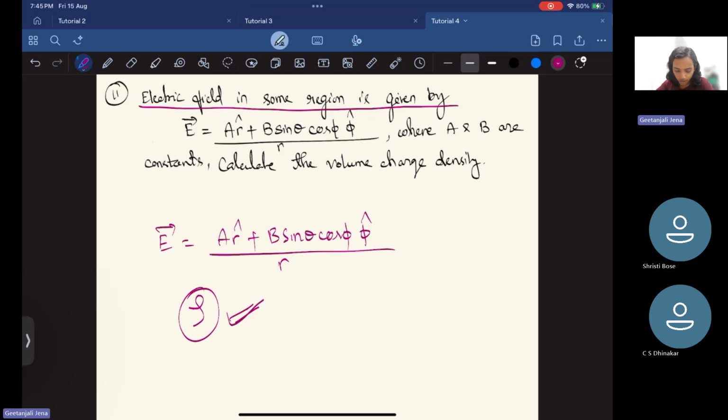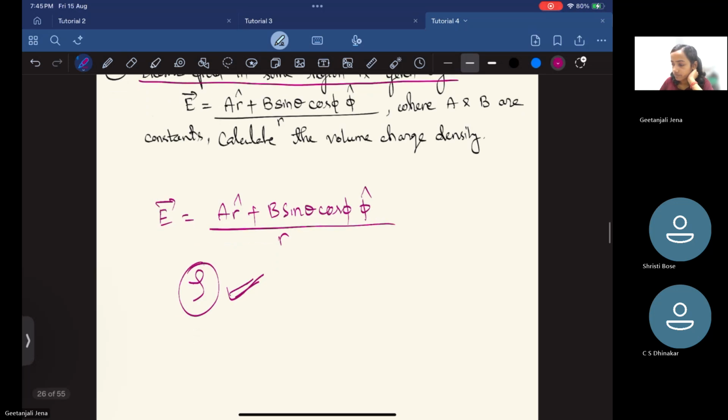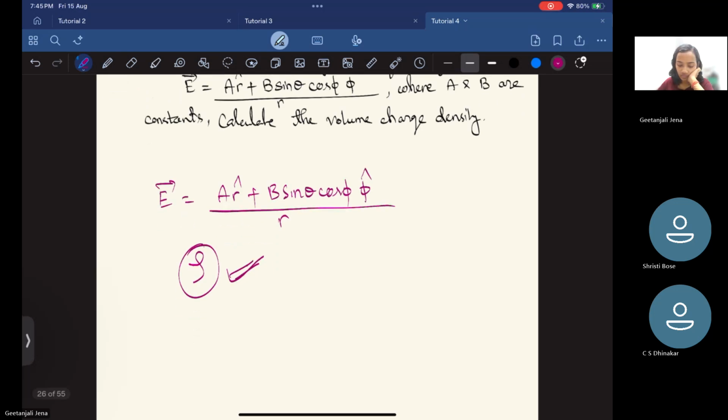So which one of the following formulas will I take to find the answer for this? You know the electric field and you need to find out the volume charge density. Which formula relates electric field with the volume charge density? Anyone?